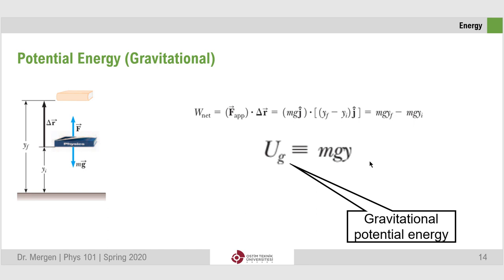But generally speaking, the gravitational potential energy is equal to the current y coordinate of any object, any particle, times the mass of the object or particle times the gravitational acceleration. And the difference between two different states of the potential energy is the net work done on the system or by the system.